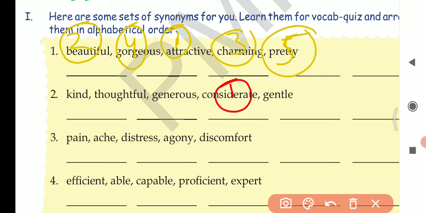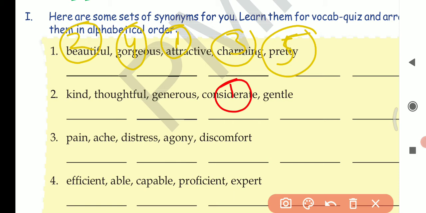But children, we have two words with alphabet G, that is generous and gentle. So how will you arrange this? When the first letter is the same, then we move to the second letter. G is the same, then the second letter is E. Again, E is also the same. It is common in both the words generous and gentle. Then we will move to the third alphabet, N. That is also common in both the words.